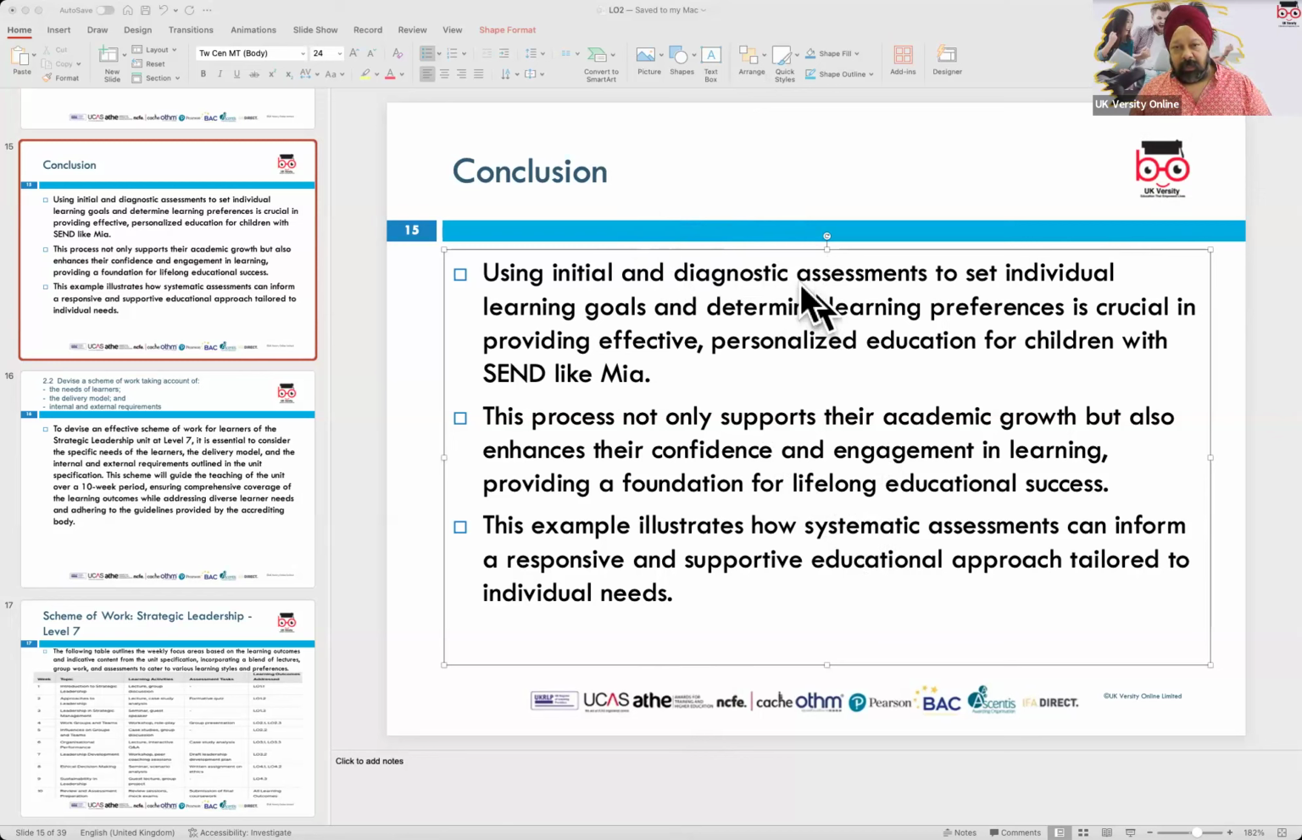Yes. There are two ways of looking at it. When you do your assignments, you can do them descriptively.